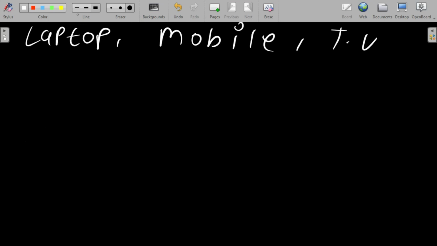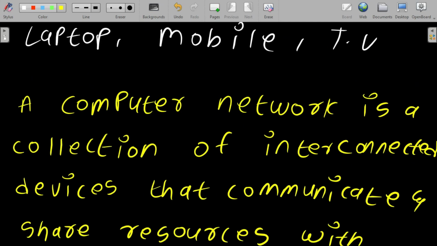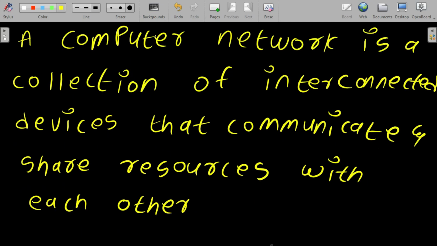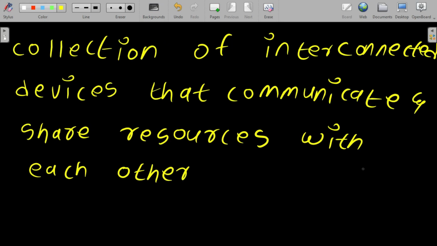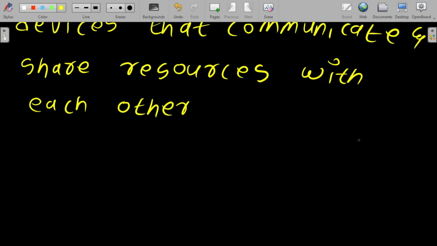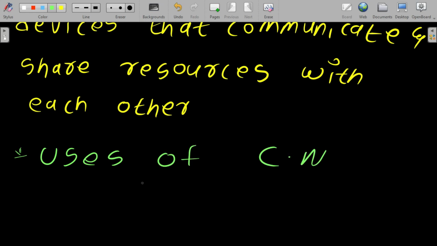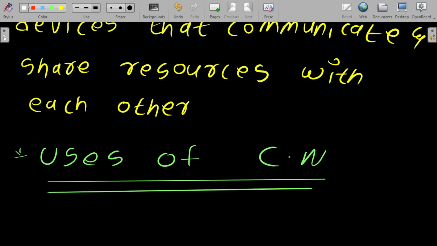So, let us see the definition of computer networks. A computer network is a collection of interconnected devices that communicate and share resources with each other. So this is our basic definition of a computer network. Now let us see uses of computer networks. Let us understand why networks are important.